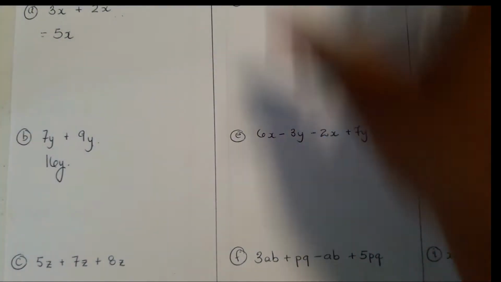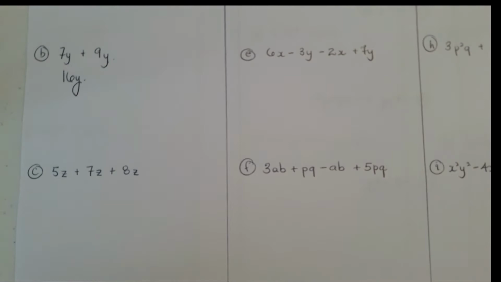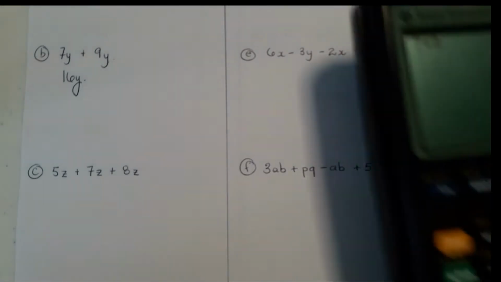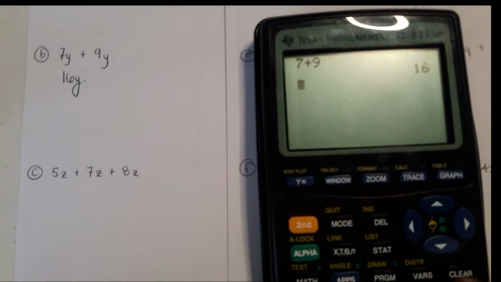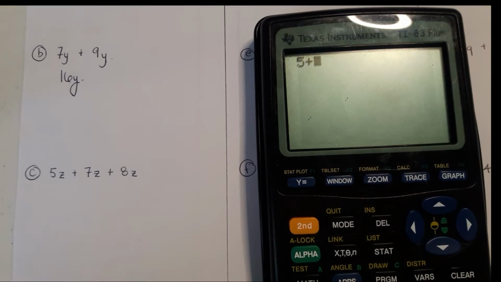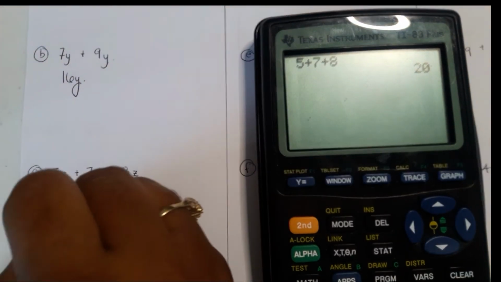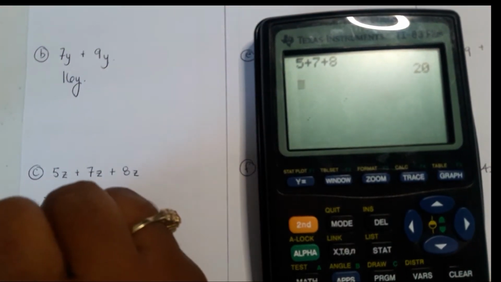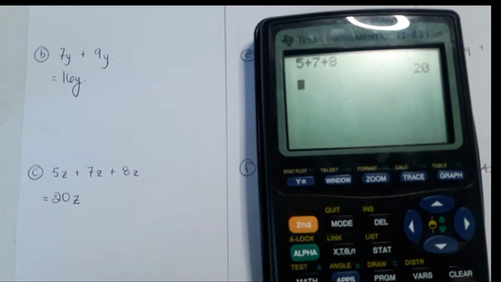Now here we have 5z plus 7z plus 8z. And again, we go again, 5 plus 7 plus 8. All of them have the same variable, so we could just add them. And we're left with 20z. And we just put an equal sign here.